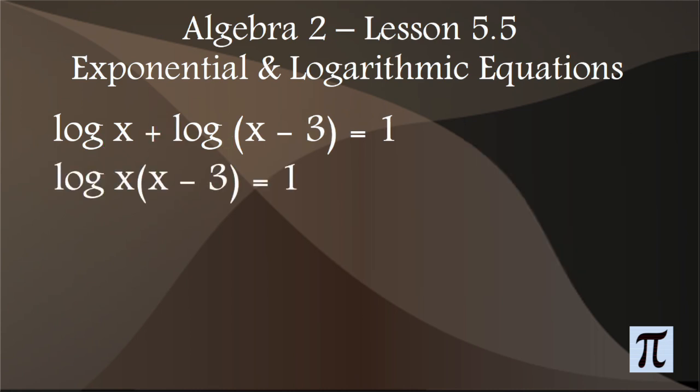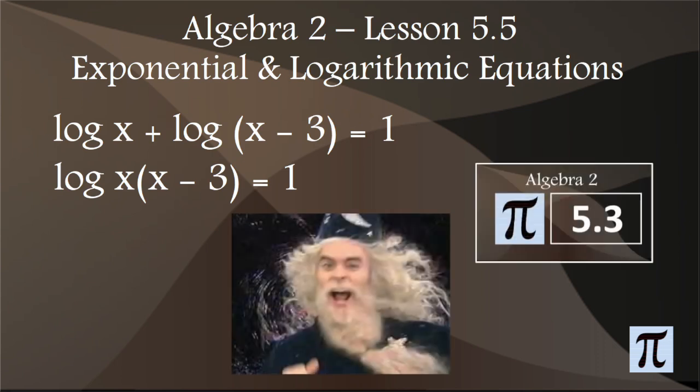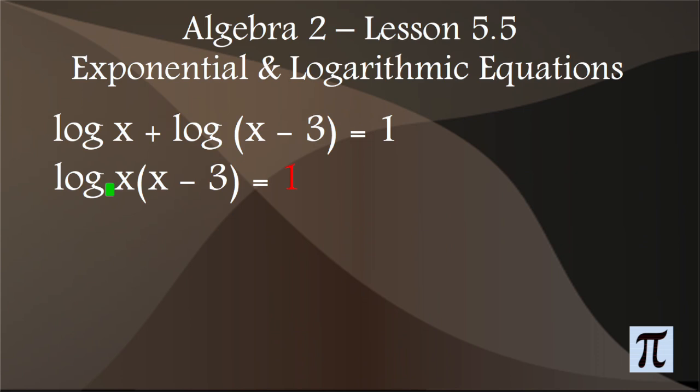Because we're adding two logarithms together with the same base, we can rewrite it as a single logarithm with that base of two things being multiplied together. If this seems like wizardry, go back and watch section 5.3, where we learn that if you take the logarithm of two things being multiplied together, here x and x minus 3, they can be rewritten as a sum of two logarithms. So again, let's focus on the base and the result of the logarithm.